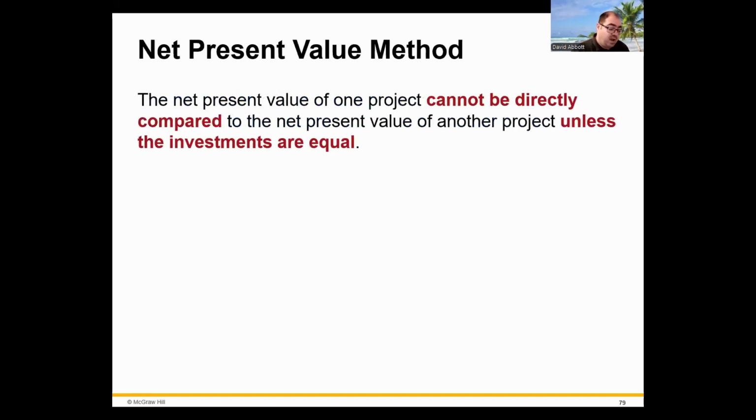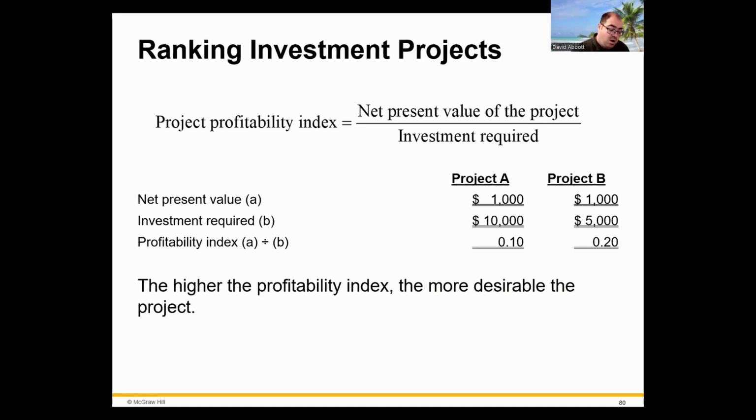We can also use the net present value method. And with that, the net present value of one project cannot be directly compared to the net present value of another project unless the investments are equal. So this is going to be difficult. If they are unequal investments, which in most cases they will be, you will use what is called a project profitability index that will be computed by taking the net present value of the project divided over the investment required. And so we can get that.